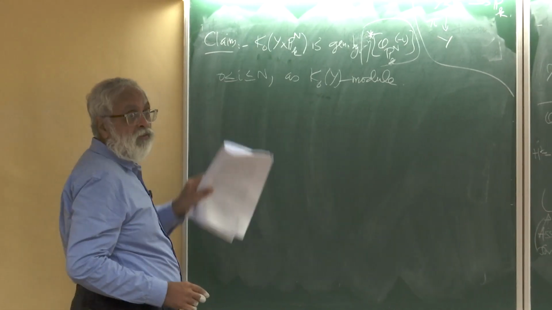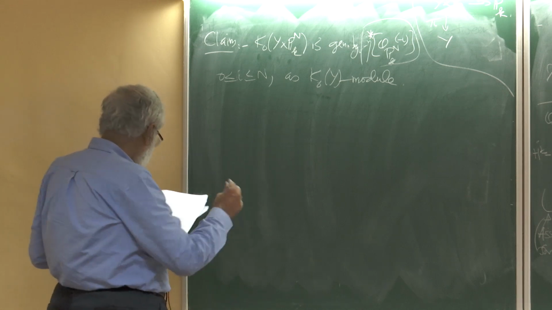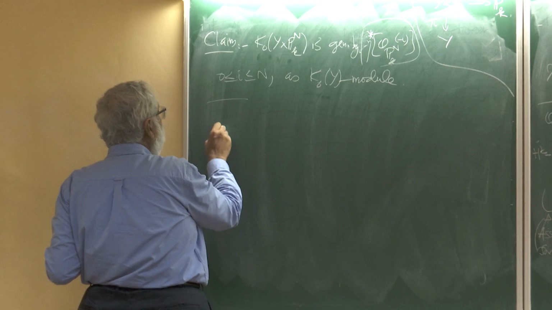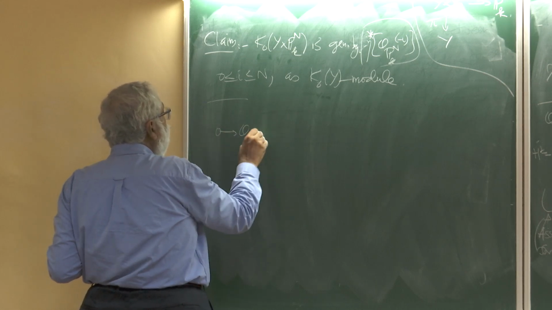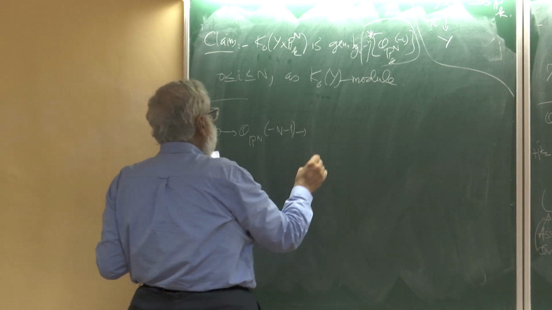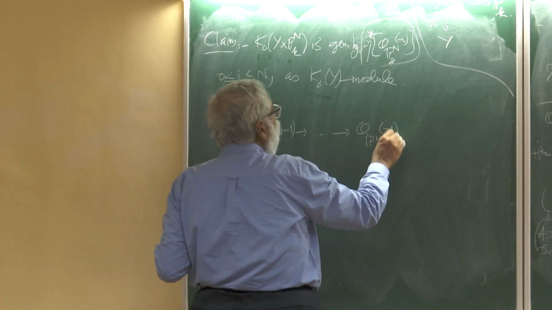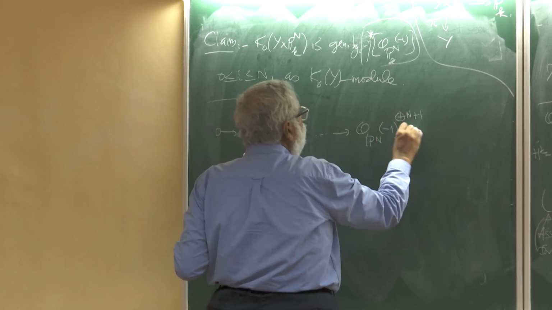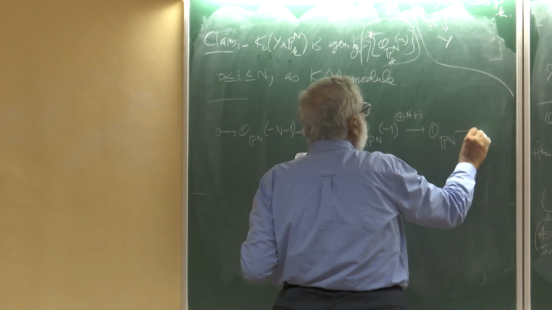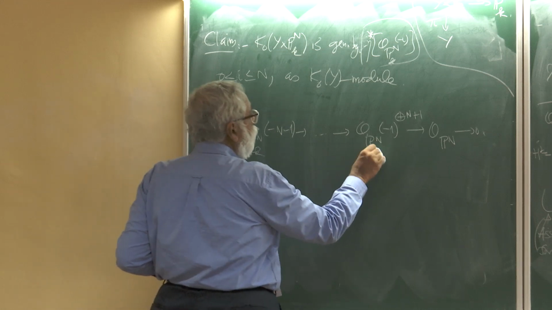So I need to prove this in order to finish GRR for y cross Pn to y. So let's see how to do this. So first of all, I claim there's such an exact sequence, 0 to O_Pn(-n-1) goes to dot dot dot, O_Pn(-1)^(n+1), to O_Pn, to 0. There's such an exact sequence of vector bundles on Pn.